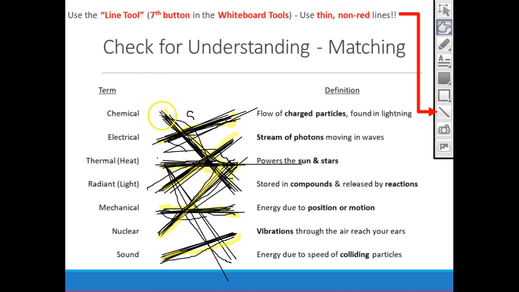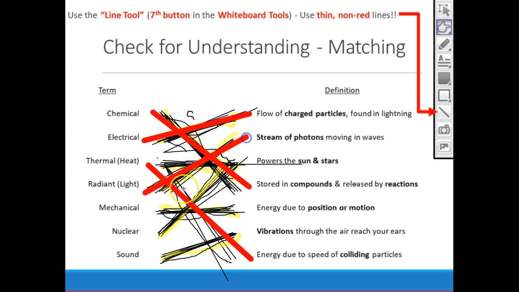So chemical energy. Again, chemical energy is stored in compounds and released by reactions. Remember thinking about the butane lighter. Electrical energy is the flow of charged particles and is also found in lightning. Thermal energy, this one is a little bit more complicated. Remember, thermal energy is actually the energy due to colliding particles. Remember, moving faster, they are hotter.